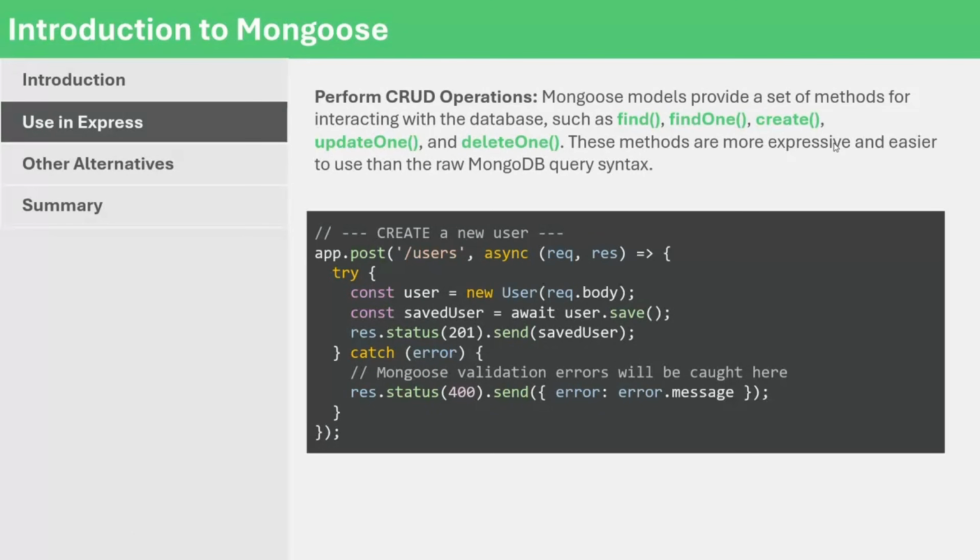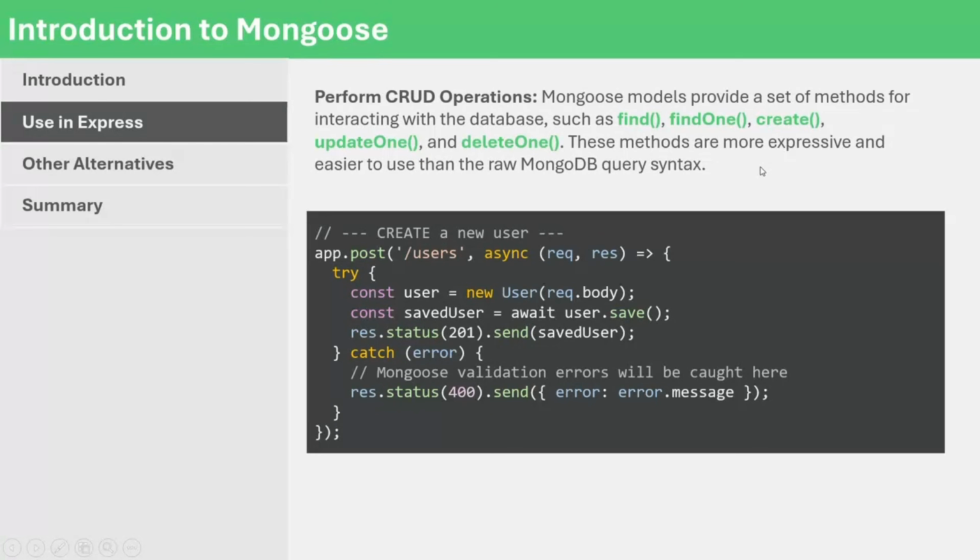Finally, Mongoose also provides methods which you can use to perform CRUD operations on a collection in MongoDB from your Express application. So when you create a model using Mongoose, on that model you can use the find method or findOne method to query documents from a collection. Then you can use the create method to create a new document in the collection. You can use the updateOne method to update a document, and you can use the deleteOne method to delete a document in the collection from your Express application. These methods are more expressive and easier to use than the raw MongoDB query syntax.